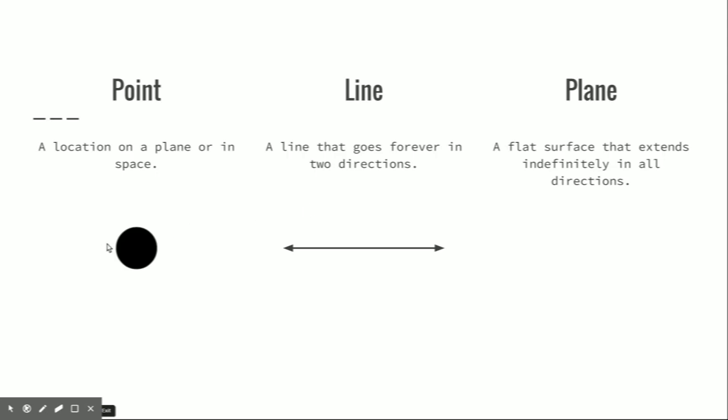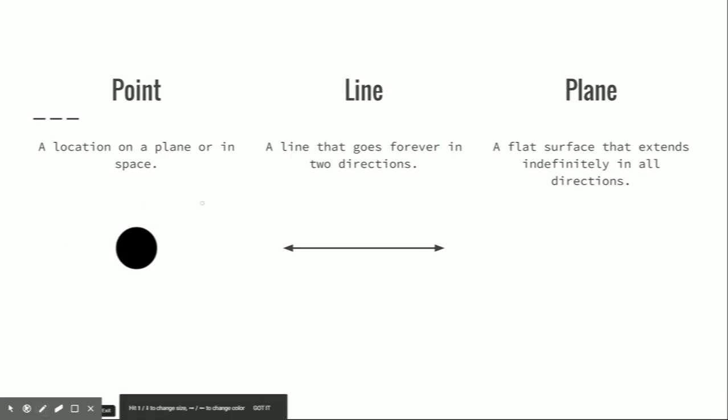So first, a point is a location on a plane or in space. You probably remember a point being represented on a coordinate plane, and when you would put that point, it might represent certain x and y values, such as (1, 2) or (-3, 4), and you would plot that point on that coordinate plane.